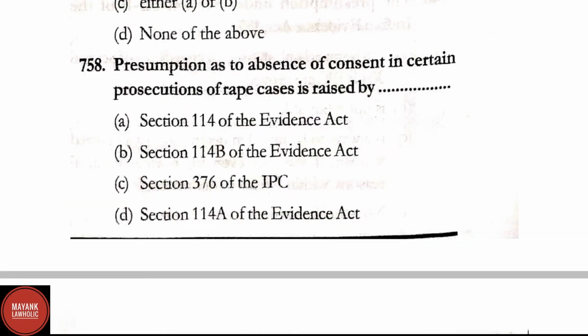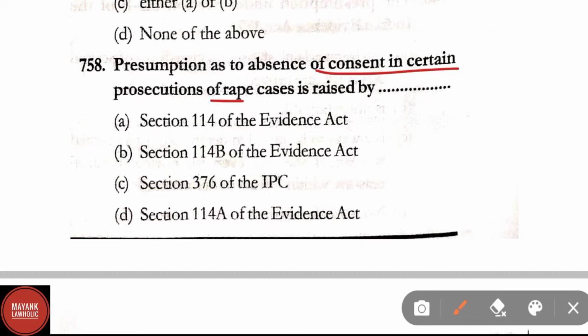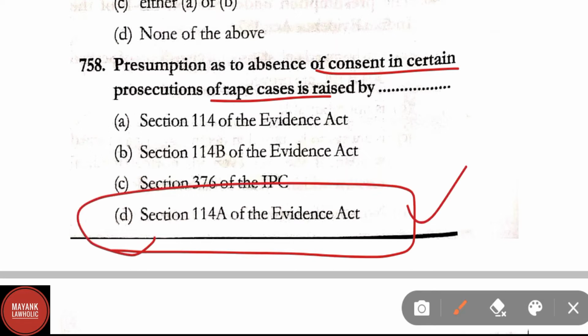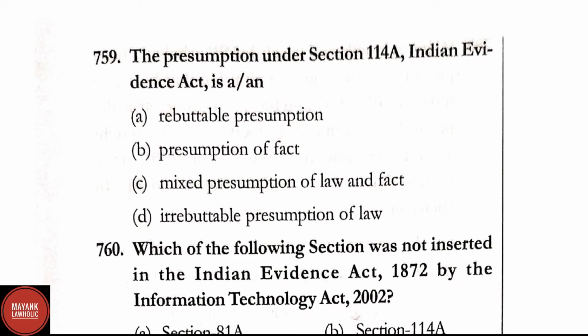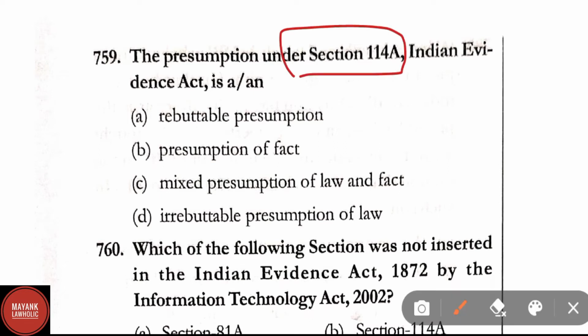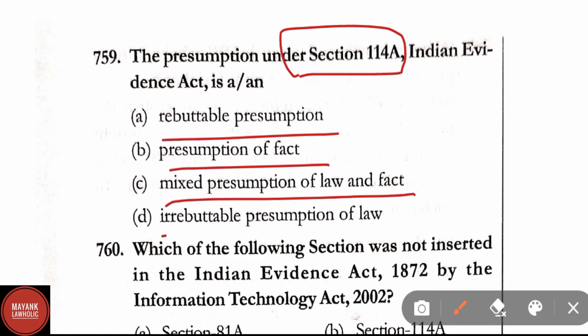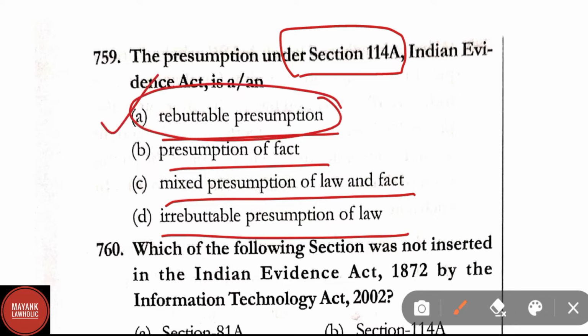Question number 758. Presumption as to absence of consent in certain prosecutions of rape cases is raised by which section? Correct answer is option D, that is section 114A of the Indian Evidence Act. Question number 759. The presumption under section 114A of the Indian Evidence Act is: a rebuttable presumption, a presumption of fact, a mixed presumption of law and fact, or an irrebuttable presumption of law. Here the correct answer is option A, rebuttable presumption. The presumption under section 114A of the Indian Evidence Act is a rebuttable presumption.